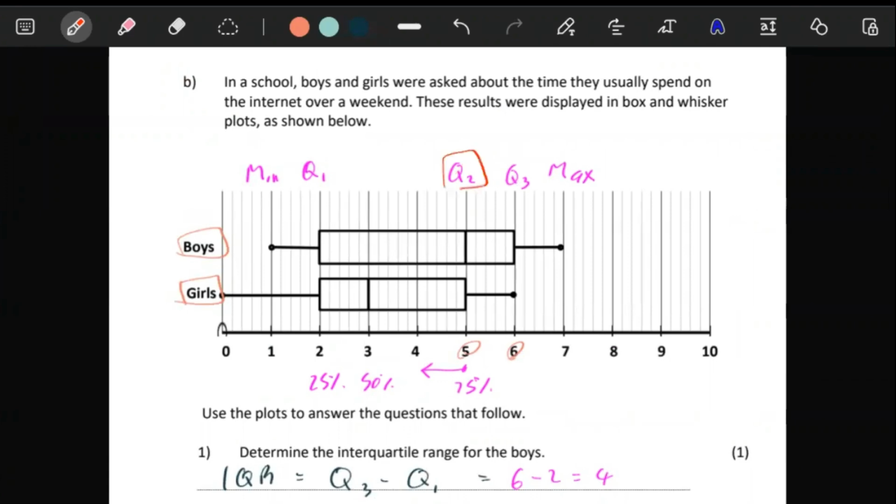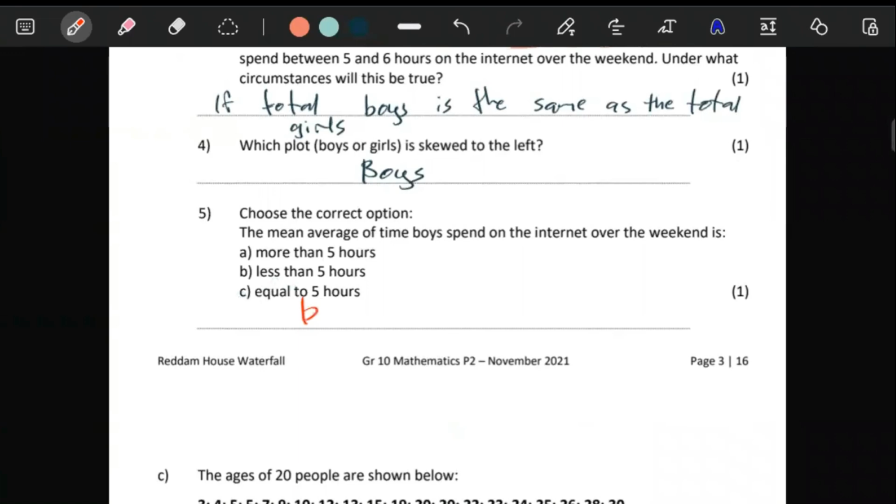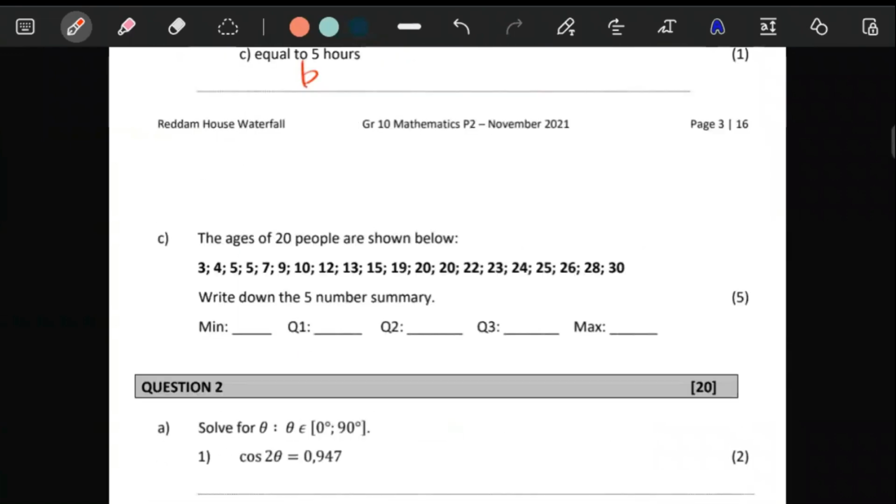So when you want to get an idea of where your mean is, it's usually at the side where the space is a bit larger. So you see here, this portion is larger than this part. So your mean is to the left of Q2. If this part was larger, your mean would be to the right of Q2. For example, for the girls, the mean is to the right of 3 hours because this is the part that's larger. So for the boys, your mean is below 5 hours, you see, because this is the part that is larger. So here we're going to choose B. There we go.